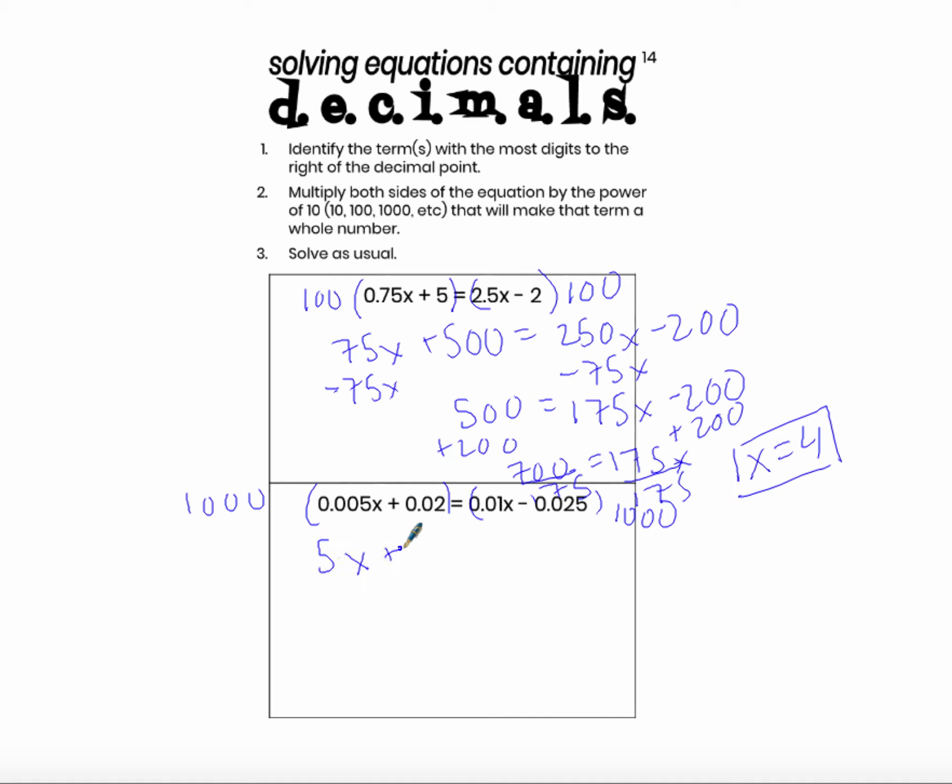1, 2, 3. But yeah, again, really, really careful with that multiplication.